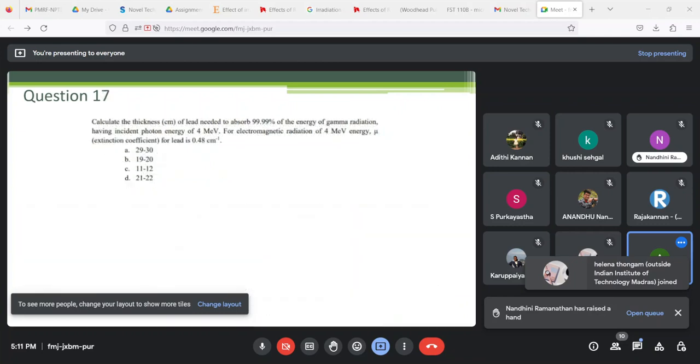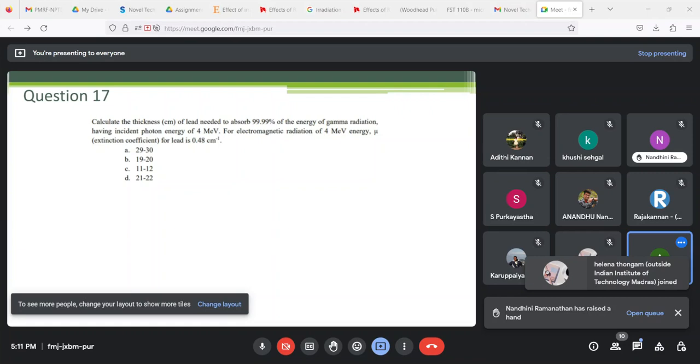Moving on to question 17. Calculate the thickness of the lead needed to absorb 99.99% of the energy of gamma radiation, having an incident photon energy of 4 mega electron volts. So for electromagnetic radiation of 4 MeV energy, the extinction coefficient for lead is given as 0.48 centimeter inverse. So any clue how to solve this?